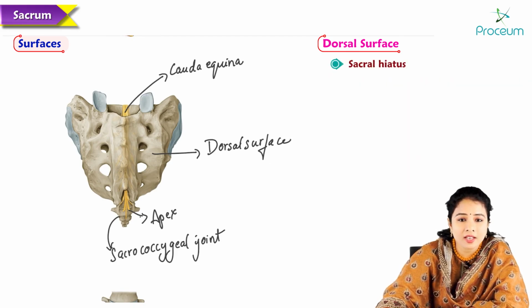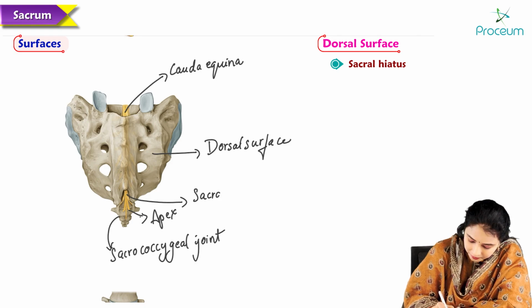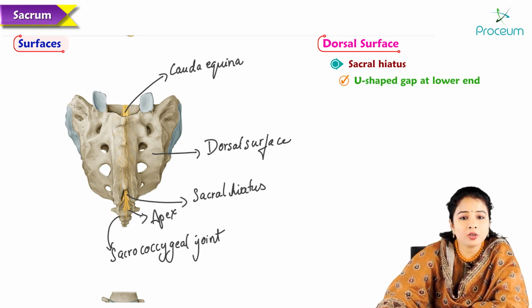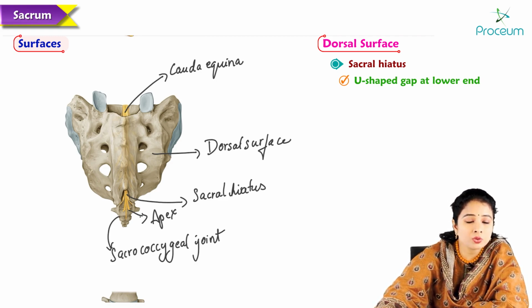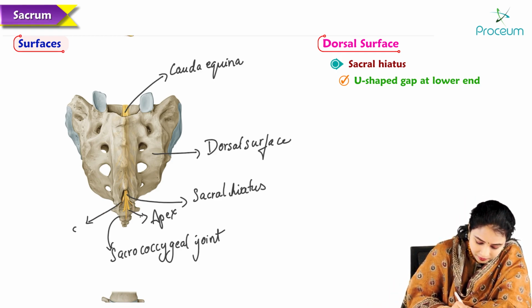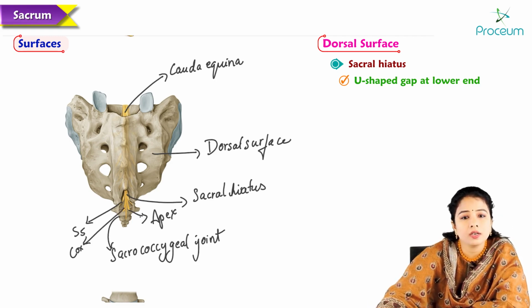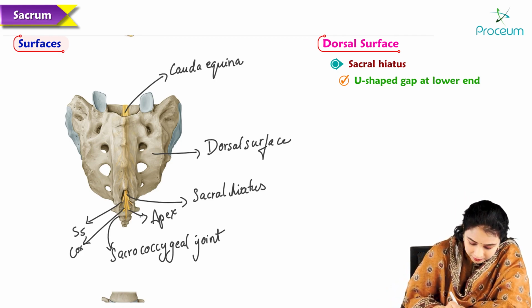And lastly, about the sacral hiatus. So here is the sacral hiatus opening. It is a U-shaped gap at the lower end of the sacrum, and the structures emerging through the sacral hiatus are the S5 nerves, that is the fifth sacral nerves, and the coccygeal nerve. So we can see S5 nerves on each side, then the coccygeal nerve, and also the filum terminale.